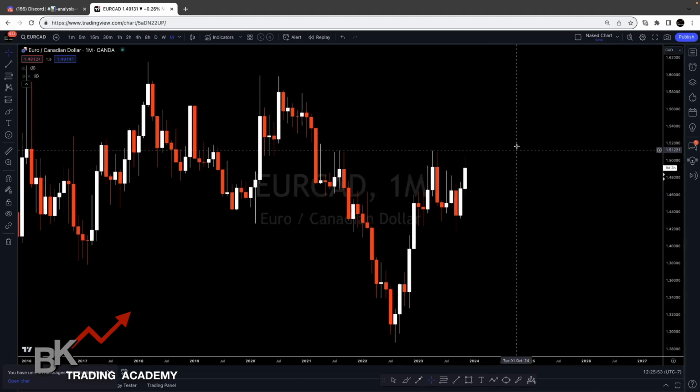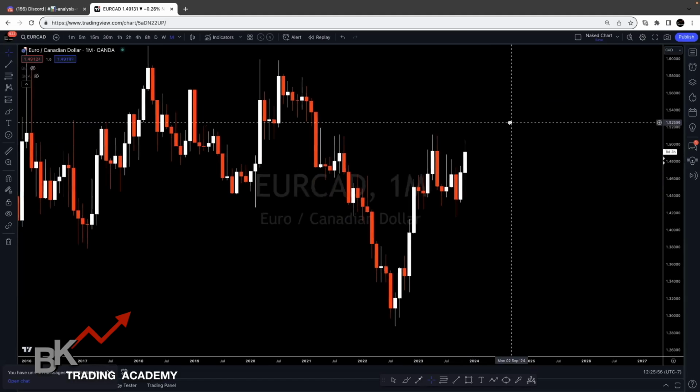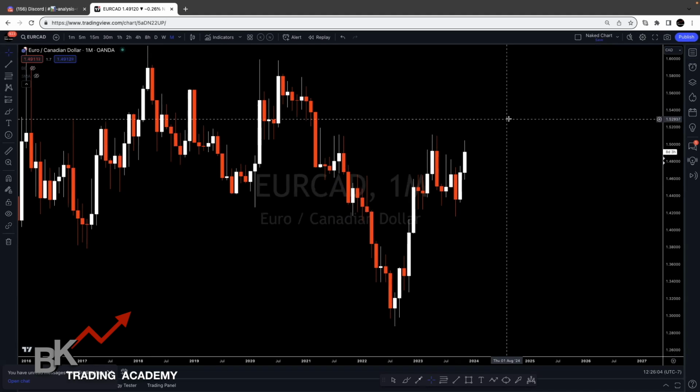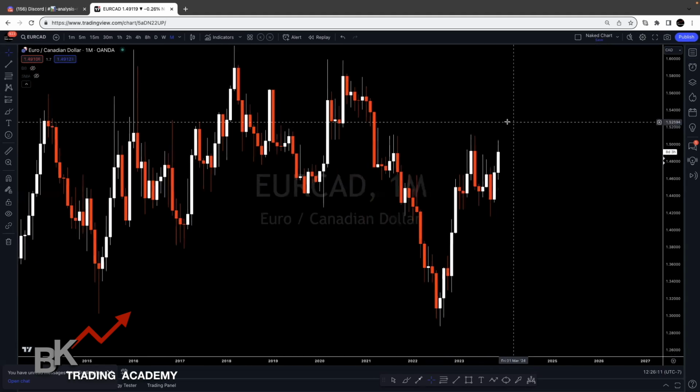All right, guys, so I'm going to start out on the monthly time frame, and you don't always have to start out on the monthly. It's going to depend on the type of trader that you are, but regardless, oftentimes I like to start out on the monthly or at least the weekly time frame, because the higher time frames will give you an overall feel for what the market is doing.